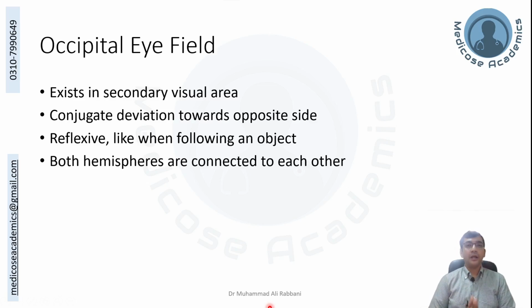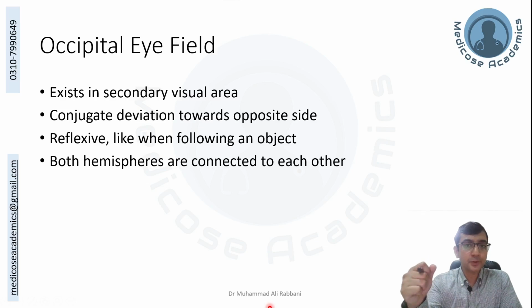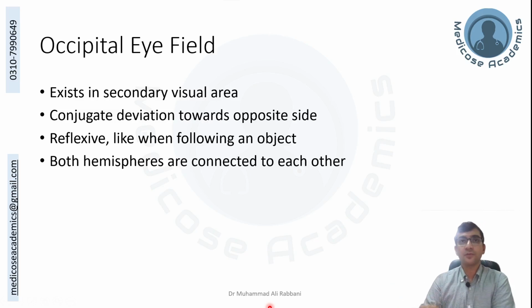Occipital eye field, I introduced it a little when we were talking about the frontal eye field. So this occipital eye field exists in the secondary visual area. It is responsible for the conjugate eye movement towards the opposite side. But unlike the frontal eye field, this area is not under your voluntary control and is responsible for involuntary tracing or scanning of an object. So both hemispheres are responsible for involuntary tracking of an object.